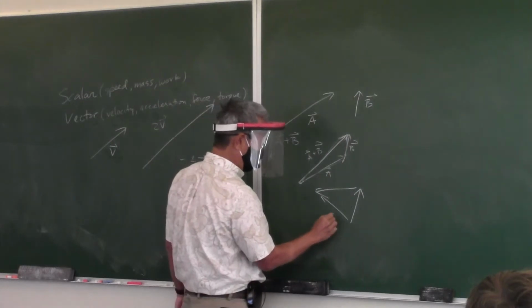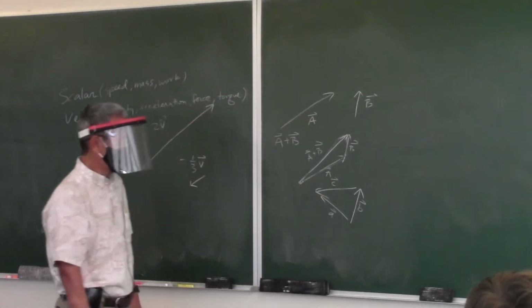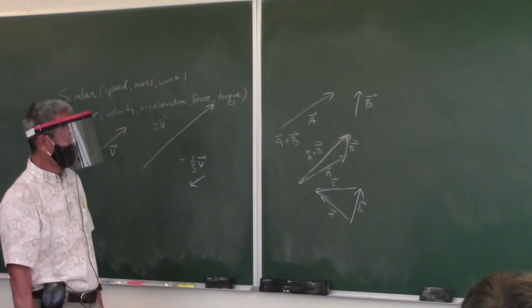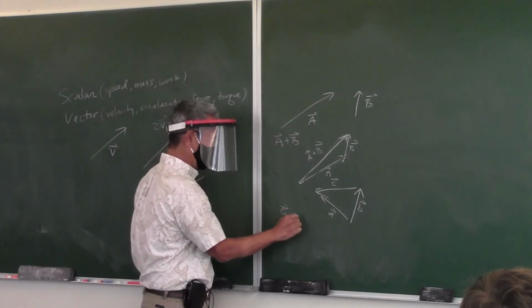Okay, so why don't we call this A, B, and C? So looking at this, what plus what equals what? A plus B equals C. That's right. A plus B equals C.